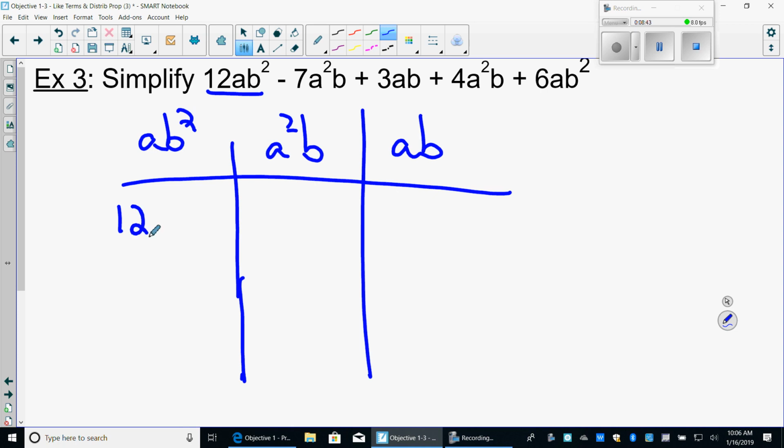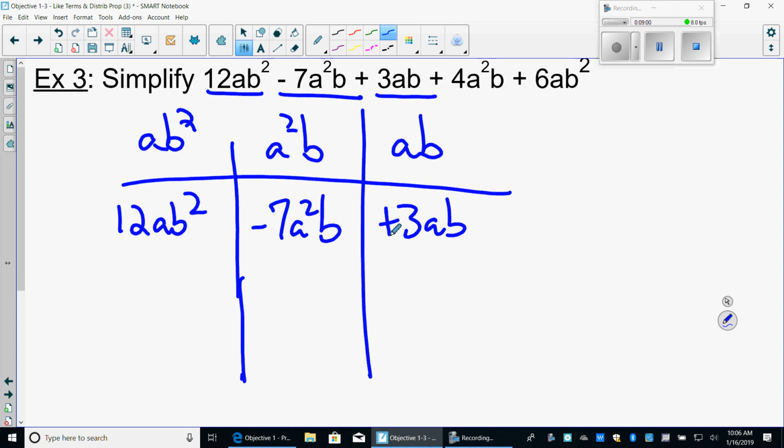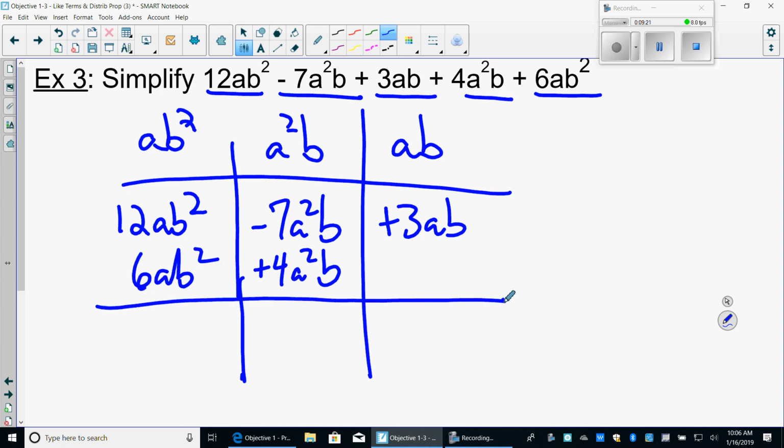Okay, so where are we going to put the 12AB squared? Okay, so 12AB squared. Where are we going to put the negative 7A squared B? Under column 2. Under column, and you can say the second one, that's fine. Negative 7A squared B. 3AB goes at the end. 4A squared B goes where? Column A squared B, the second one, the middle one. Okay, so a positive 4A squared B. And then 6AB squared goes in the first one. 6AB squared. Okay, and then they match.